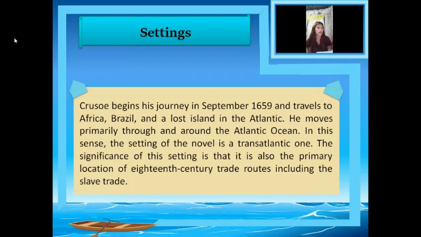then to Brazil, where he sets up as a planter after his escape. Crusoe sets out on an African voyage that ends in shipwreck. The sole survivor, Crusoe lives his next 28 years on a desert island.